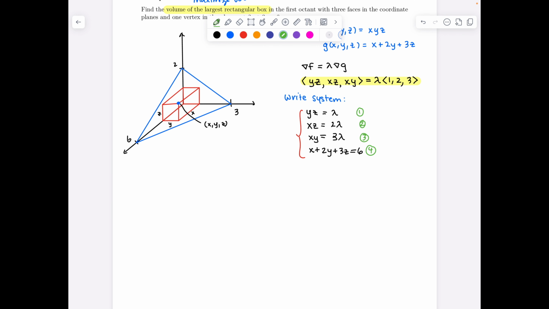Now you can do anything you want to solve this system of equations, you just try stuff, and your goal is to solve for x, y, and z. The value of lambda can change as long as x, y, z is a solution for some lambda. So I'm just going to go ahead and take equation 1 and sub it into 2. So xz equals 2 times yz, substituting for lambda.